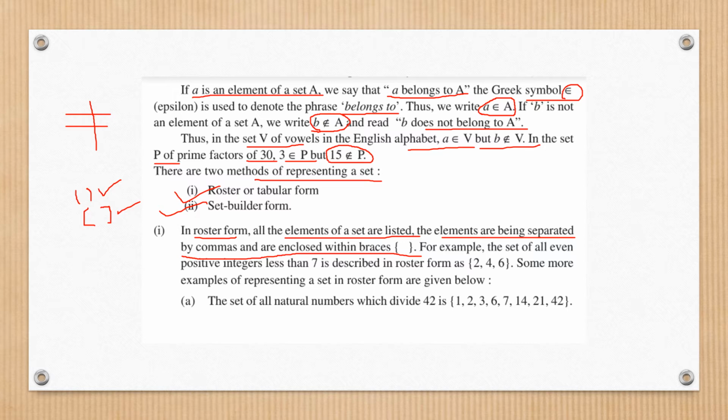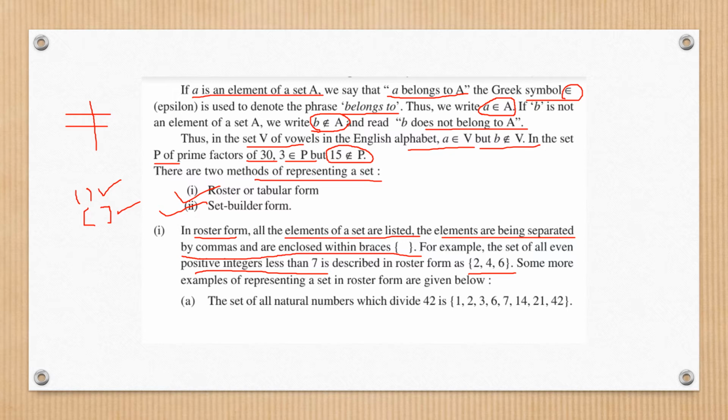And how to write, for example, the set of all even positive integers less than 7. The even positive integers less than 7 are 2, 4, 6. So in roster form, how to write? I will put all the elements in the curly brackets and write all the elements like 2, and then separate by commas, 2, 4, 6.